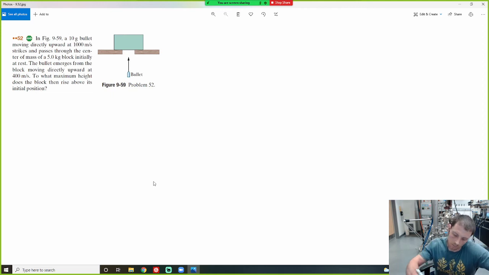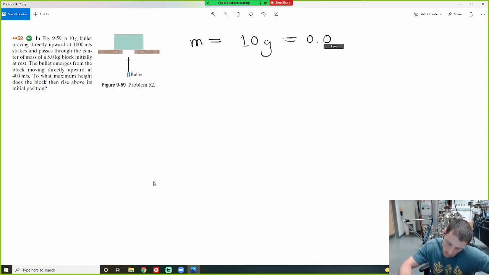So let me just say some stuff. I'm going to say that the mass of the bullet is little m. That is 10 grams. So remember, we divide this by 1,000 to get it into kilograms, and it should be 0.01 kilograms.